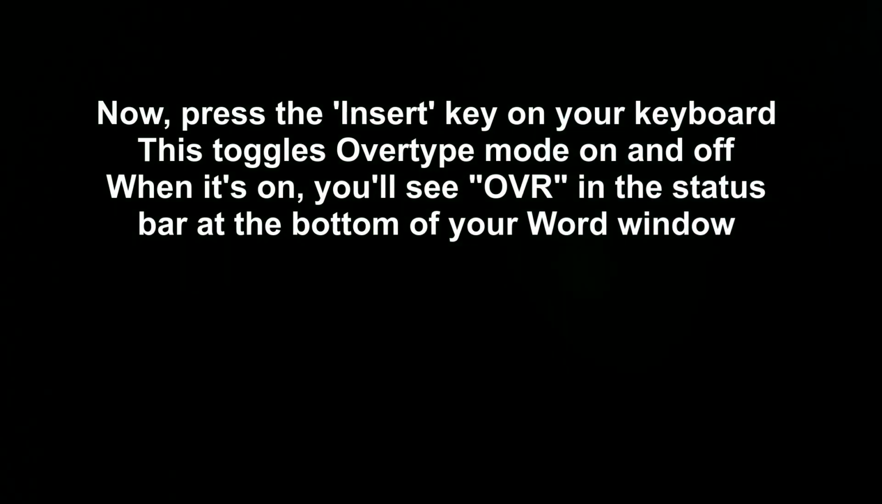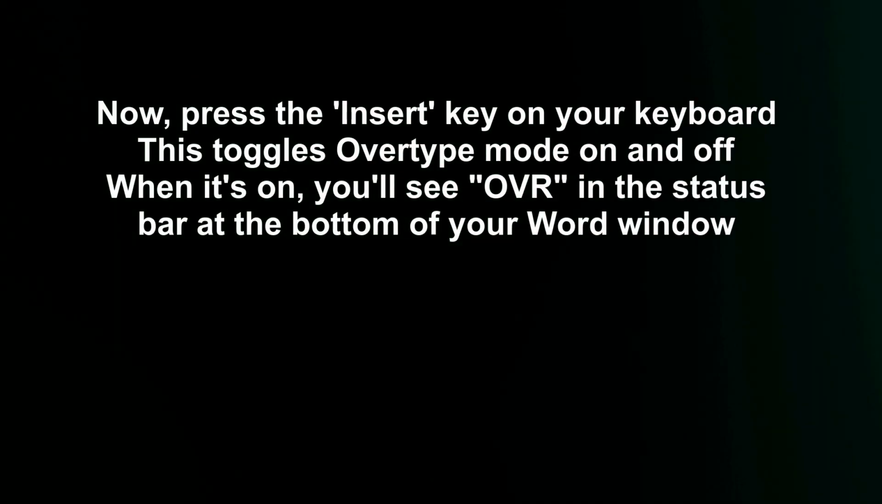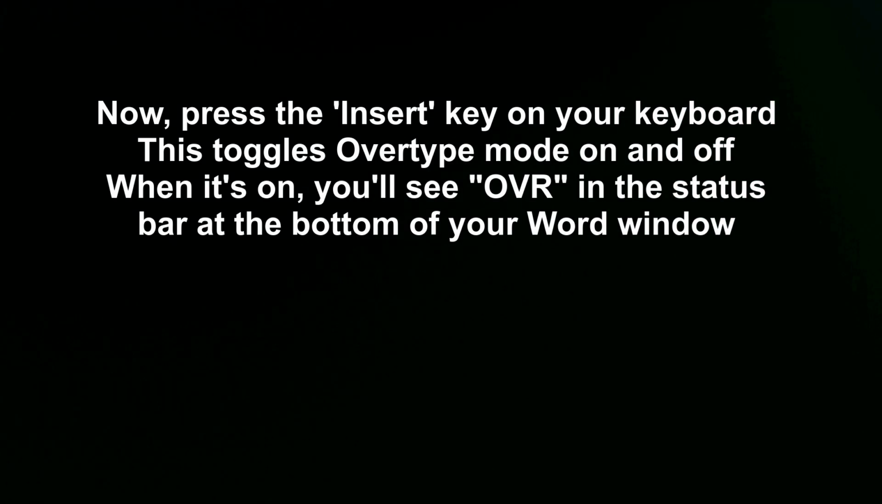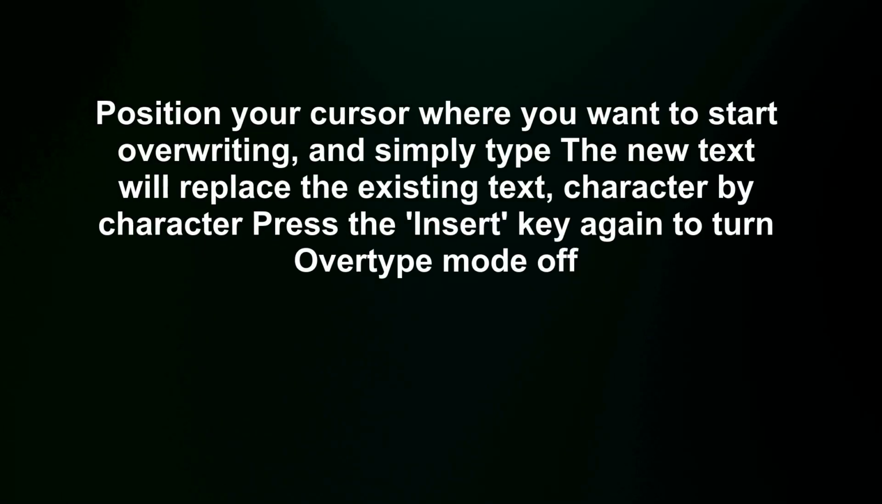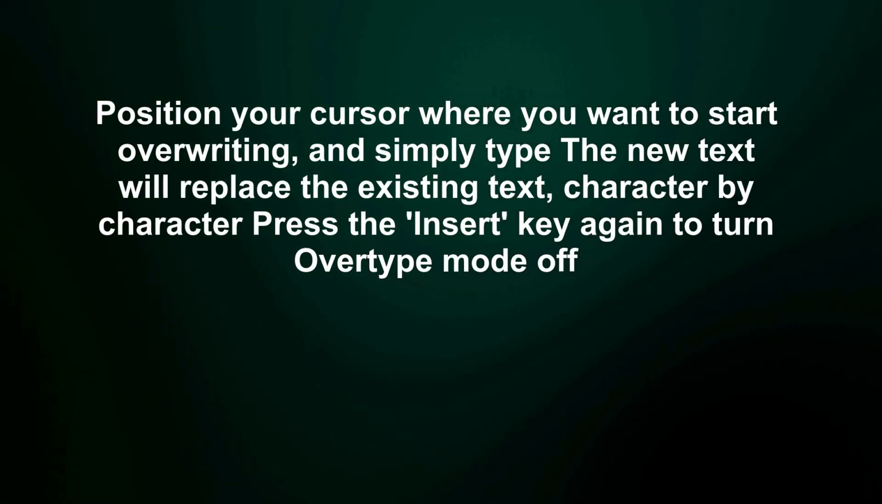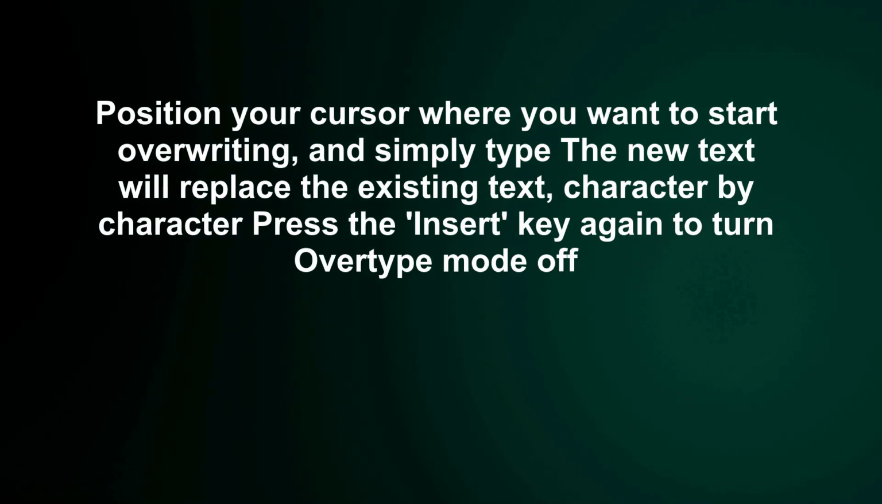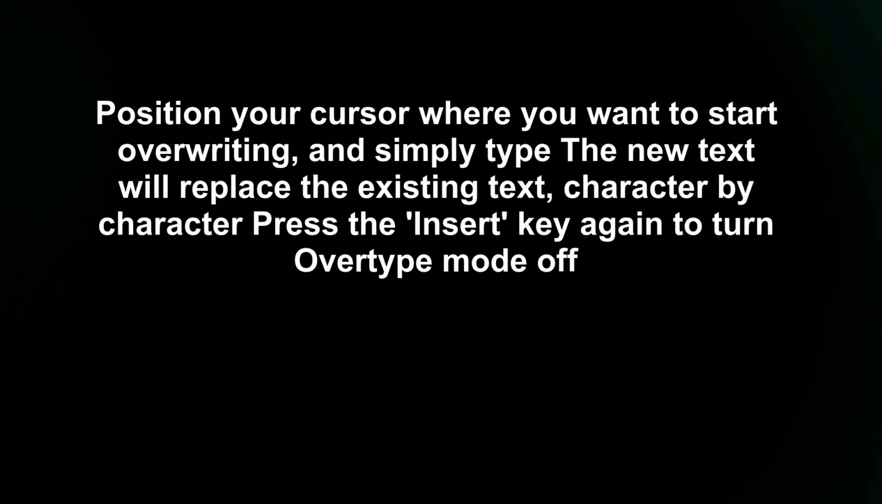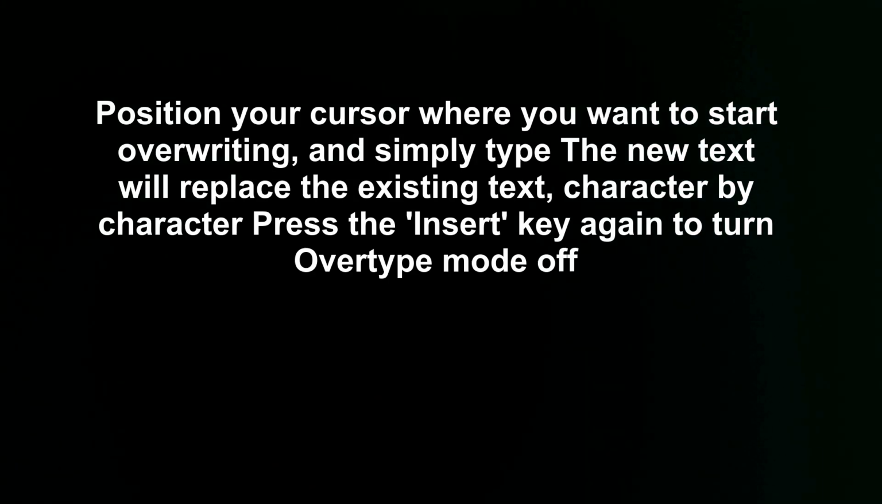Now, press the Insert key on your keyboard. This toggles Overtype Mode on and off. When it's on, you'll see OVR in the status bar at the bottom of your Word window. Position your cursor where you want to start overwriting, and simply type the new text. It will replace the existing text, character by character. Press the Insert key again to turn Overtype Mode off.